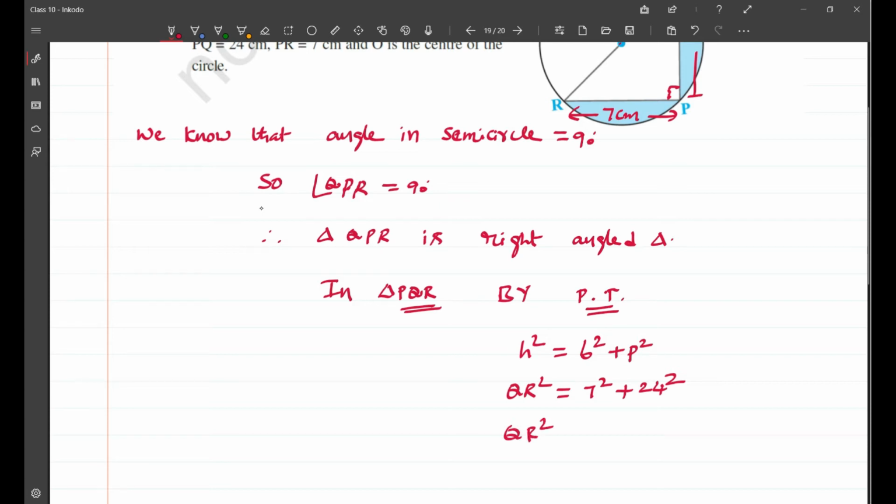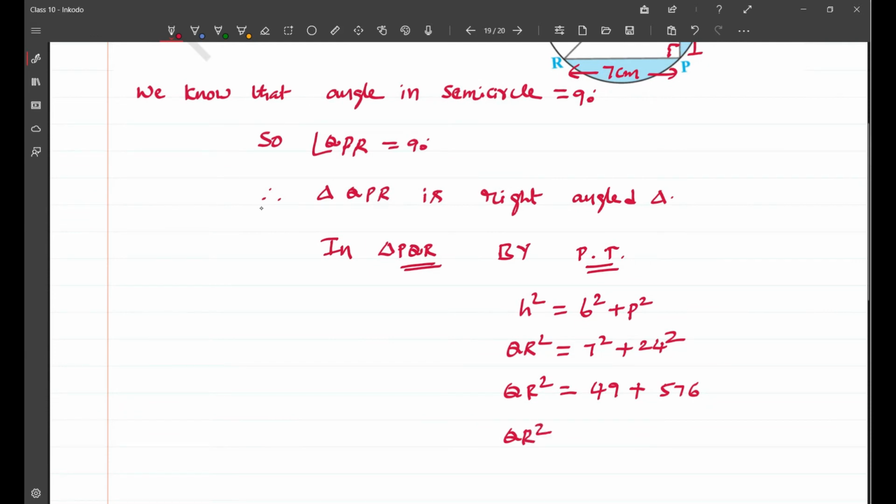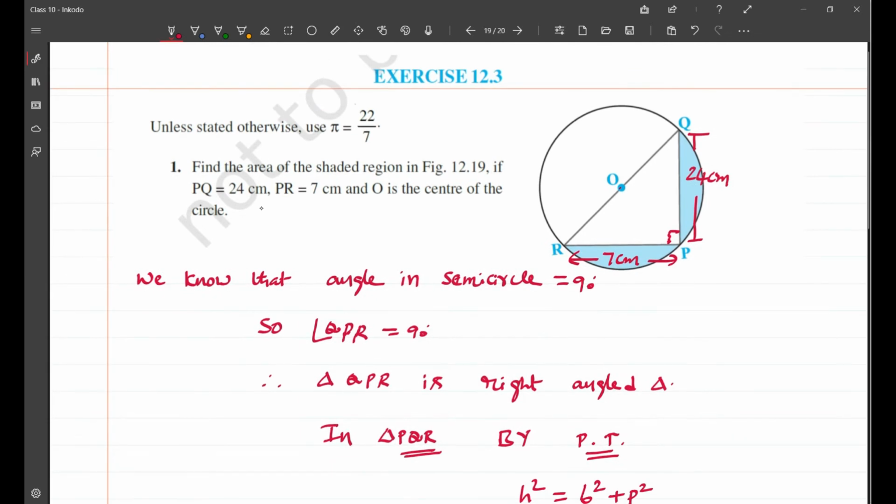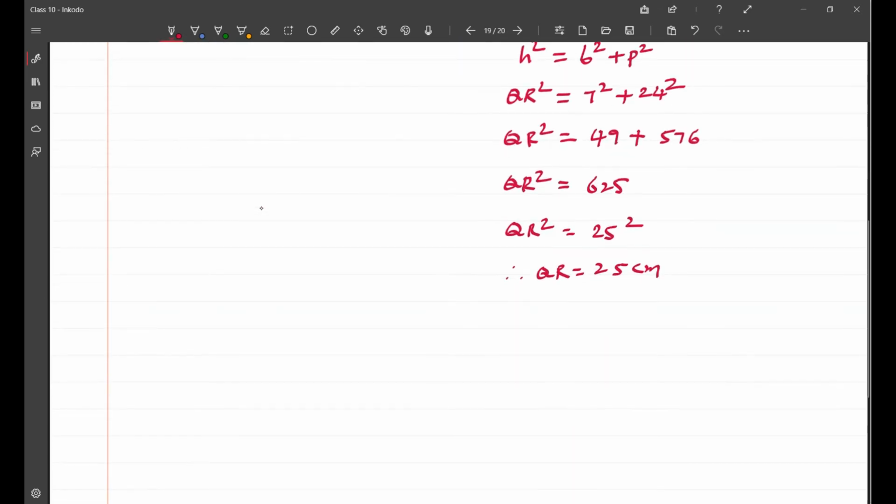QR square is equal to 7 square, nothing but 49, plus 24 square, that is 576. QR square is equal to 625. 625 can be written as 25 square. Therefore, QR equals 25 centimeter. Let me mention in the figure. We got QR is 25 centimeter.